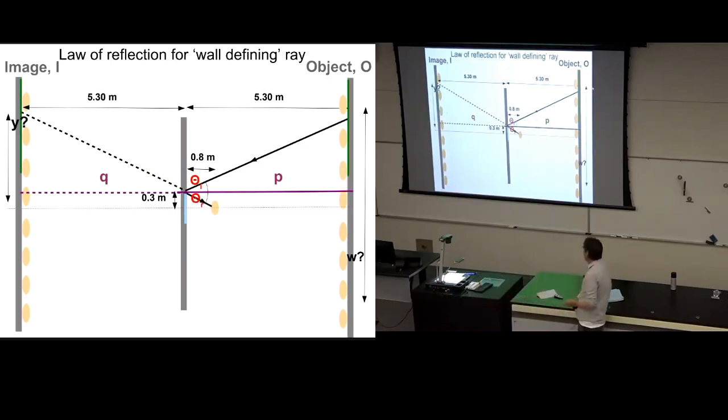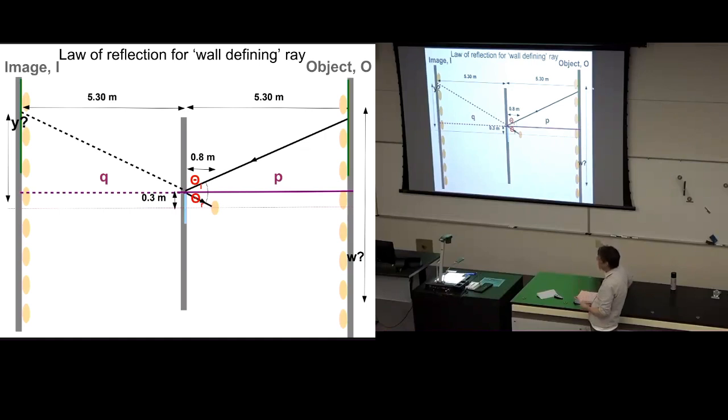So here is just that ray, and I've annotated that particular ray with all of the dimensions that we were given in the original problem, and with the law of reflection. So this ray is traveling towards the mirror, and it's striking this corner of the mirror, which is 0.3 meters above the optical axis. When it strikes the mirror, the incident angle determines the reflected angle that it emerges from the mirror. And so this is the reflected ray.